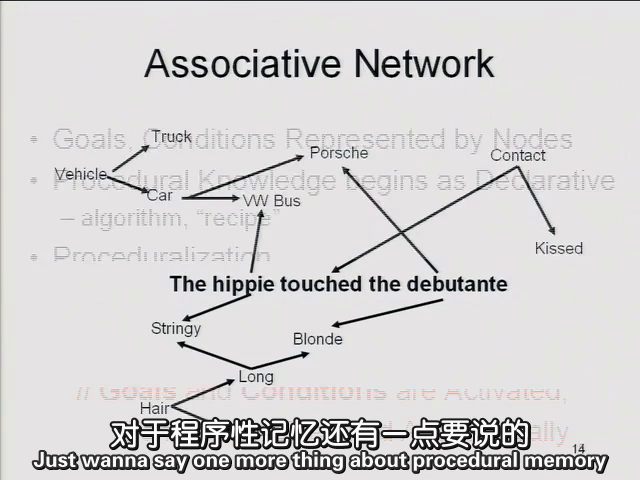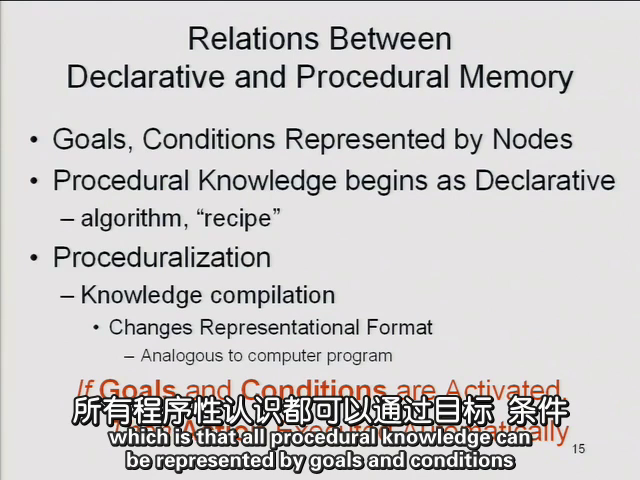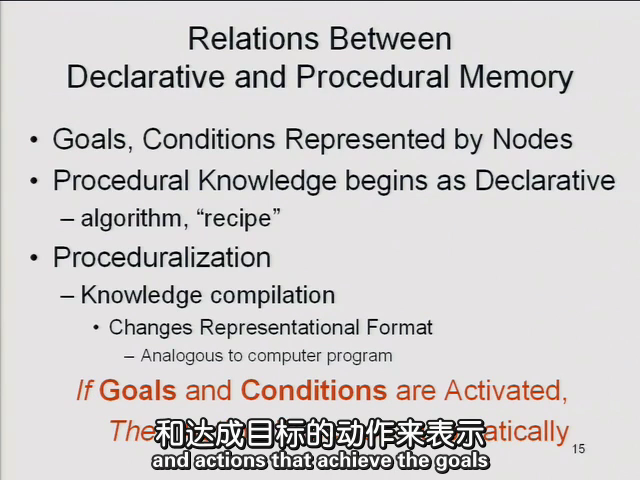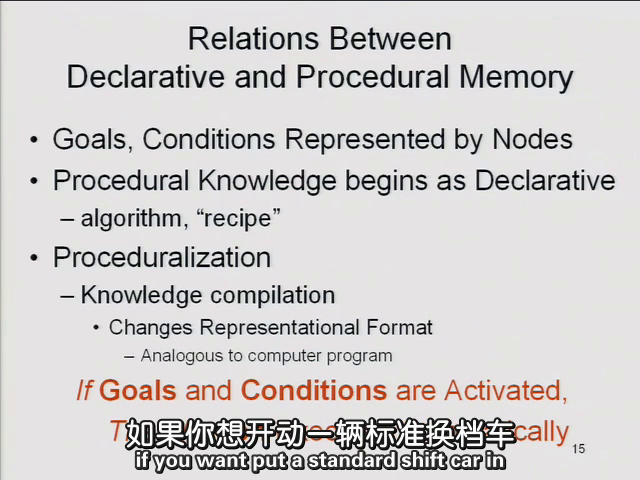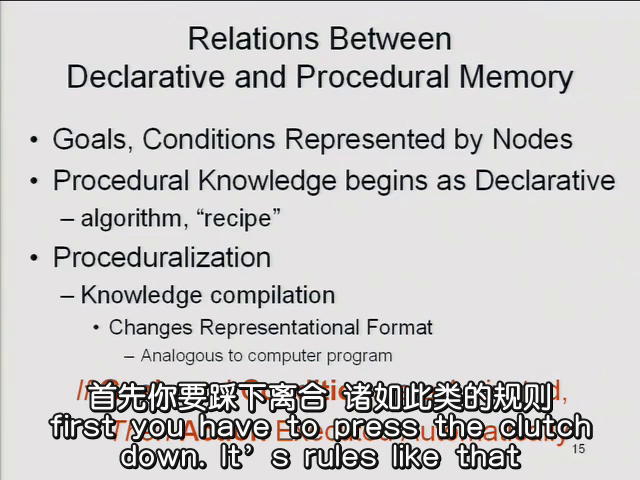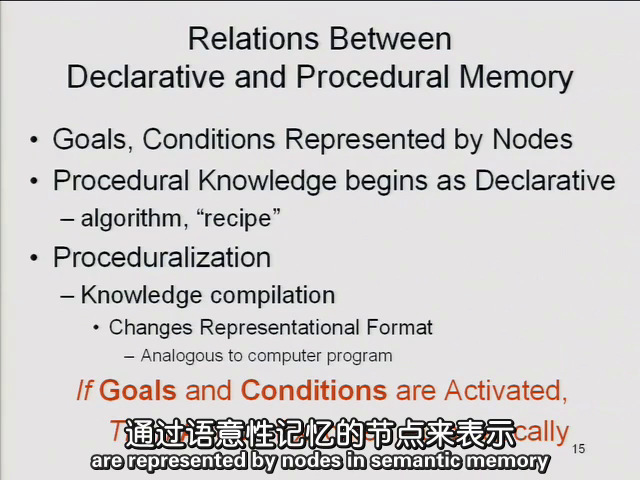Just want to say one more thing about procedural memory, which is that all procedural knowledge can be represented by goals and conditions and actions that achieve the goals. If you want to put a standard shift car in first, you have to press the clutch down. It's rules like that. The goals and conditions of procedural knowledge are represented by nodes in semantic memory.